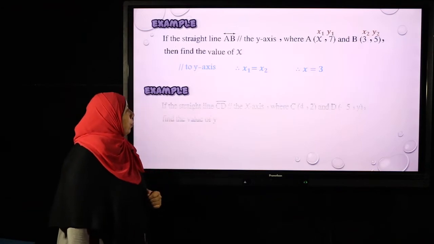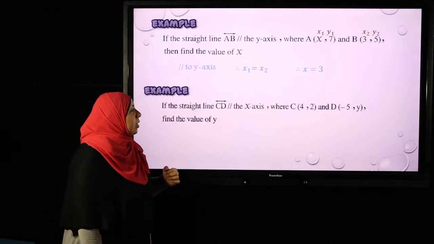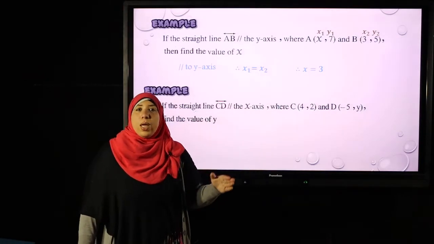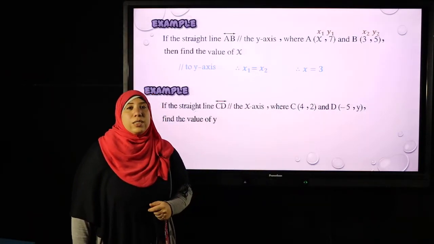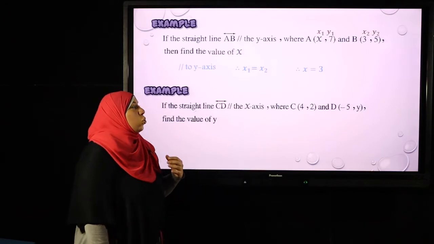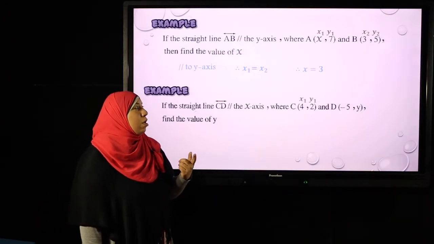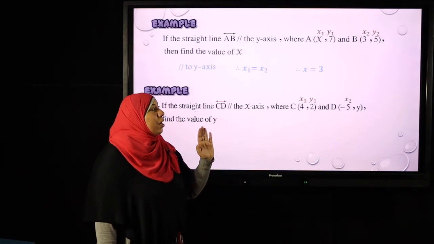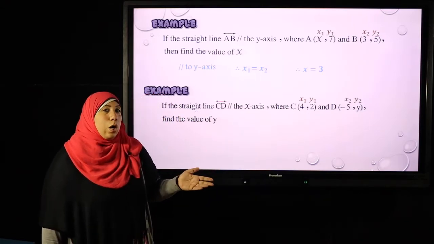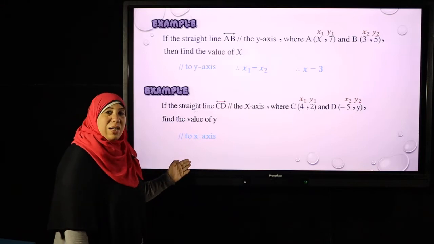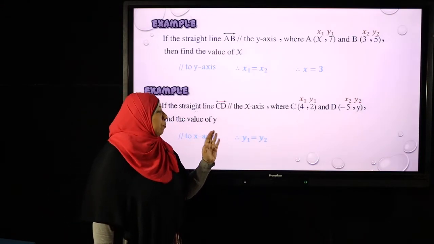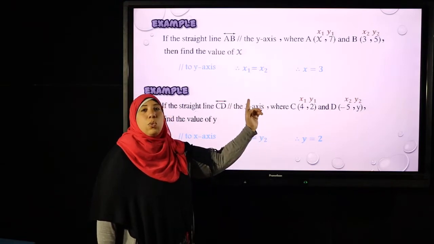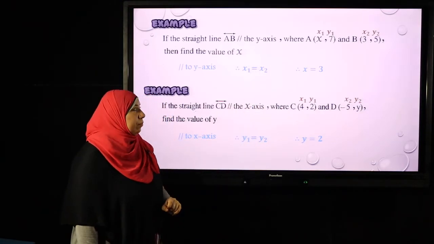Again, for example, if I have straight line CD parallel to the x-axis, a horizontal line, the slope here is 0. Why? Because y1 is equal to y2. So here, if the point is (4, 2) and the other point is (-5, y), and it's parallel to the x-axis, it must be y1 equal to y2, so y here is equal to the y of the other point.